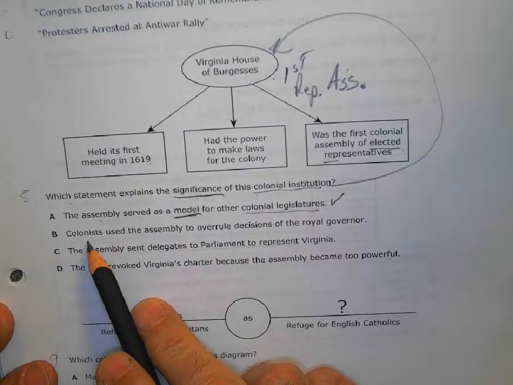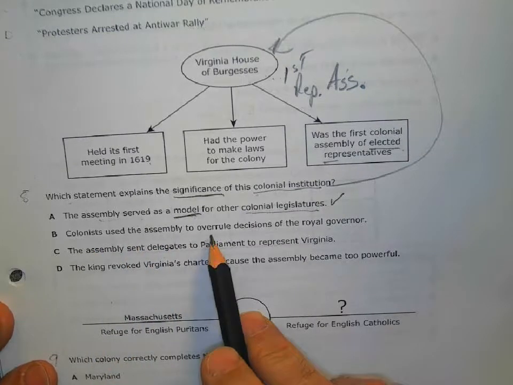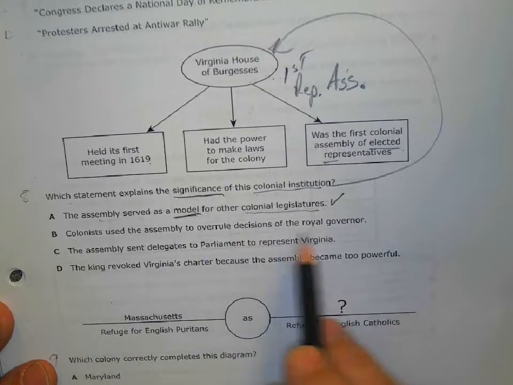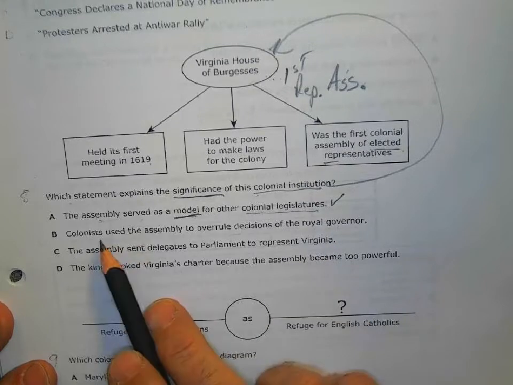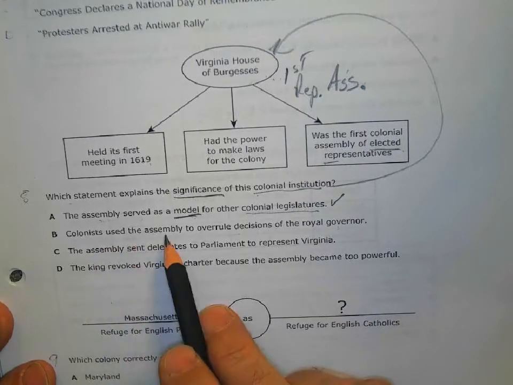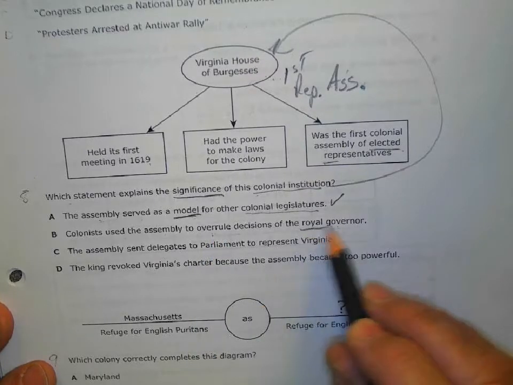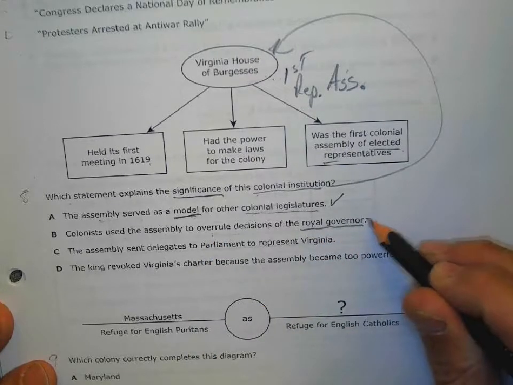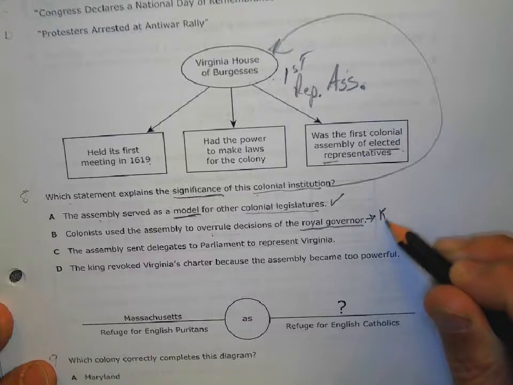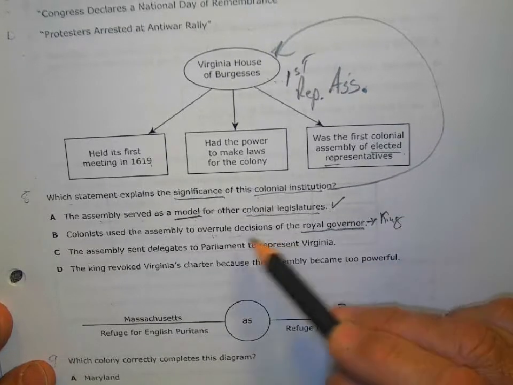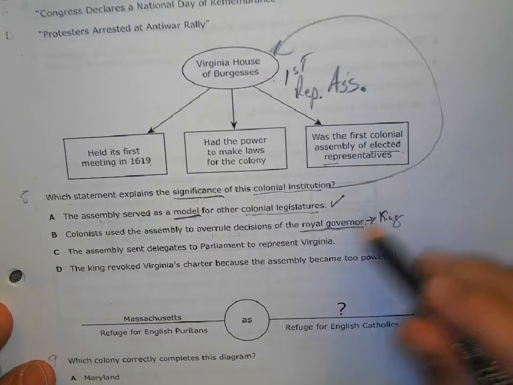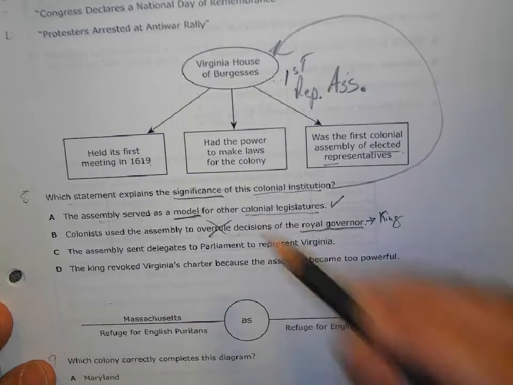Choice B, it says colonists used the assembly to overrule decisions by the royal governor. So in other words, this question is saying that the assembly was allowed to overrule decisions by the royal governor. And remember, the royal governor is the guy who represents the king. So do you think the colonists could overrule the king? That's probably not going to happen.